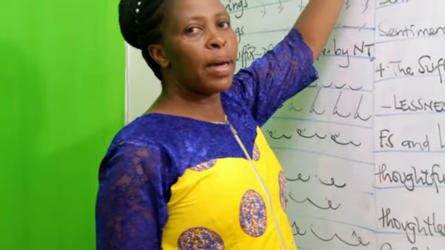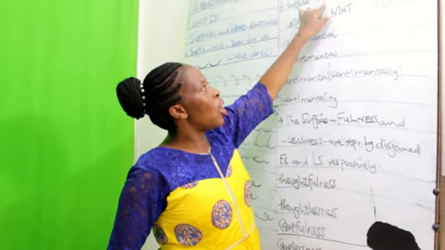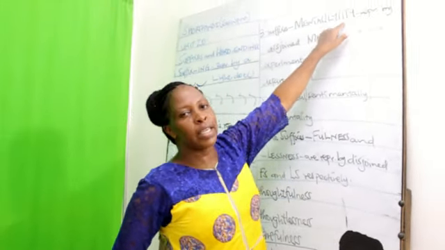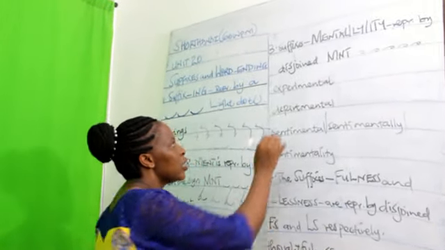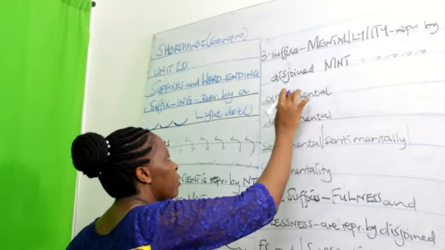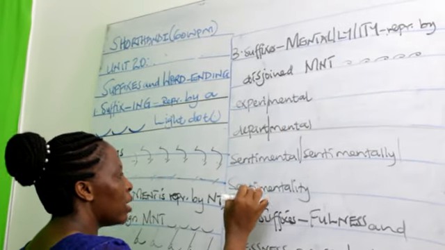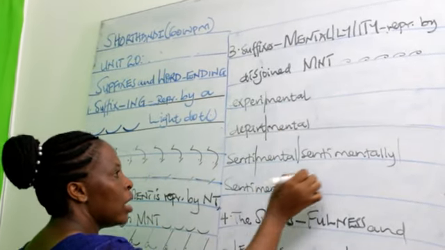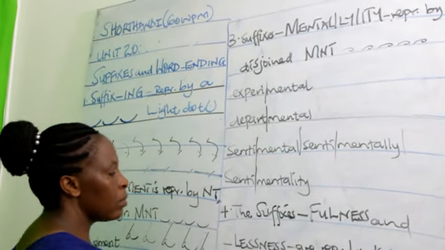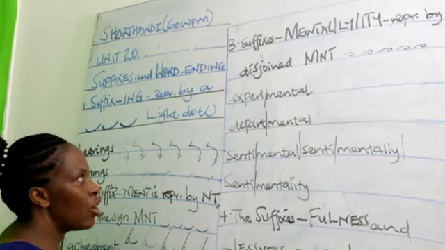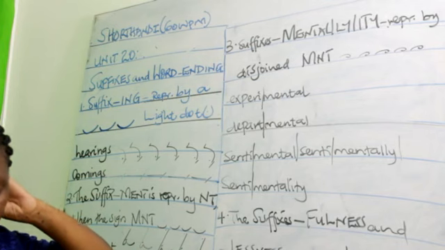Then look up here. Number 3, we have the suffixes mental, mentally, mentality. These are the words that end with such a suffix. We have the word experimental, department, departmental, sentimental, sentimentally, sentimentality. So we are going to drill the word experimental. We see how we are going to drill this.